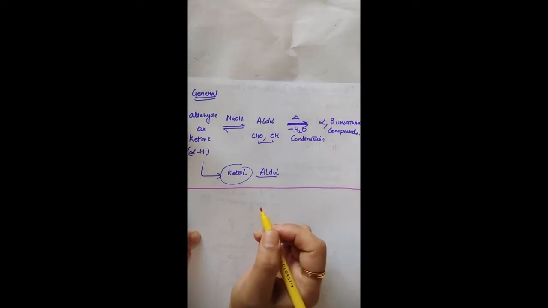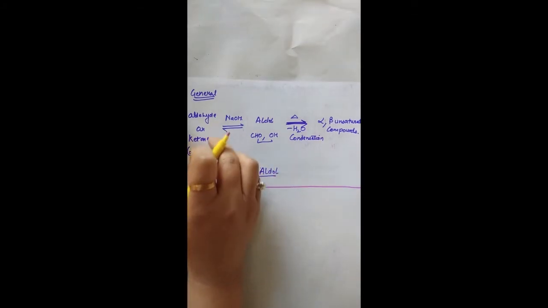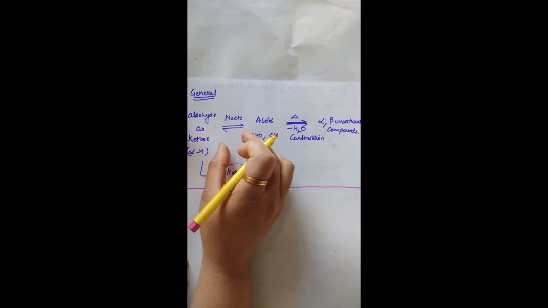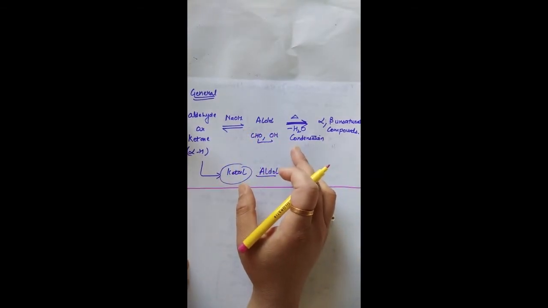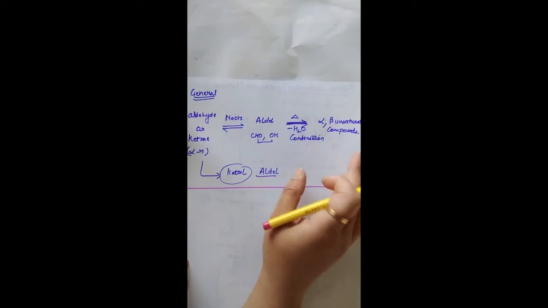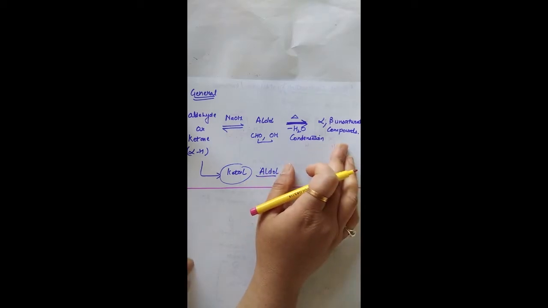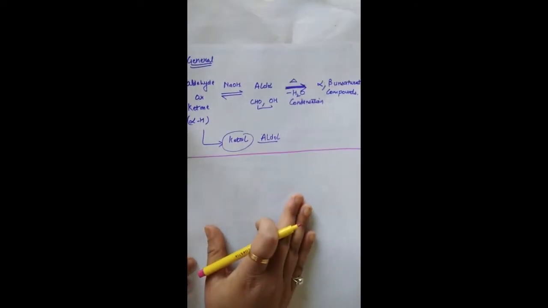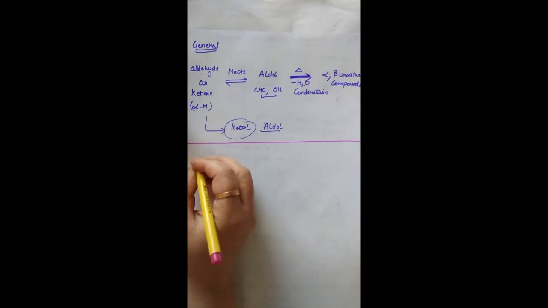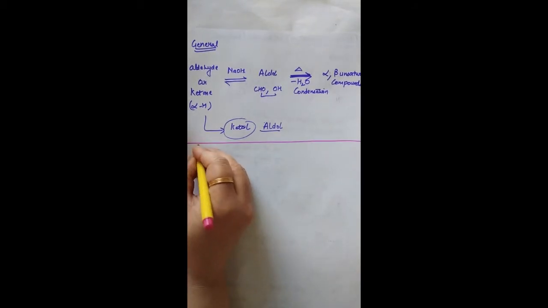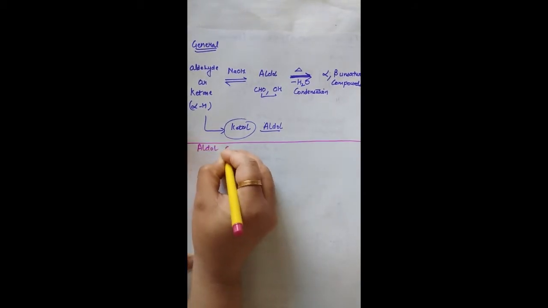So this video is in continuation to the introduction to aldol condensation. We have already done that aldehyde or ketone in the presence of a base like NaOH form aldol, which finally undergoes condensation to form an alpha beta unsaturated compound. Now we will take an example and do the mechanism of this reaction in this video. So let's start, we are doing aldol condensation.